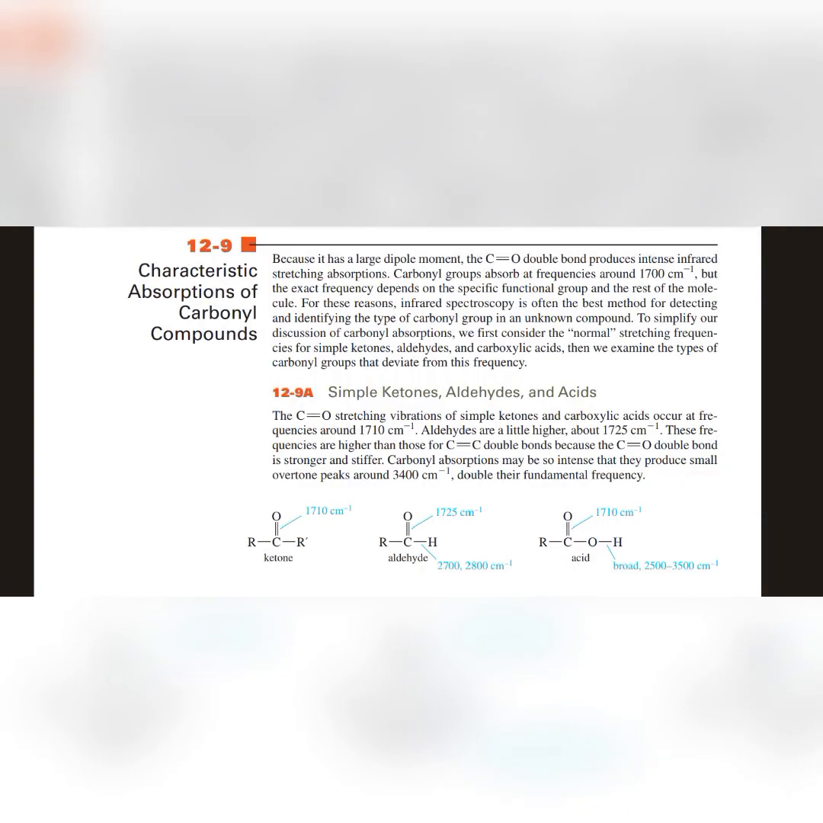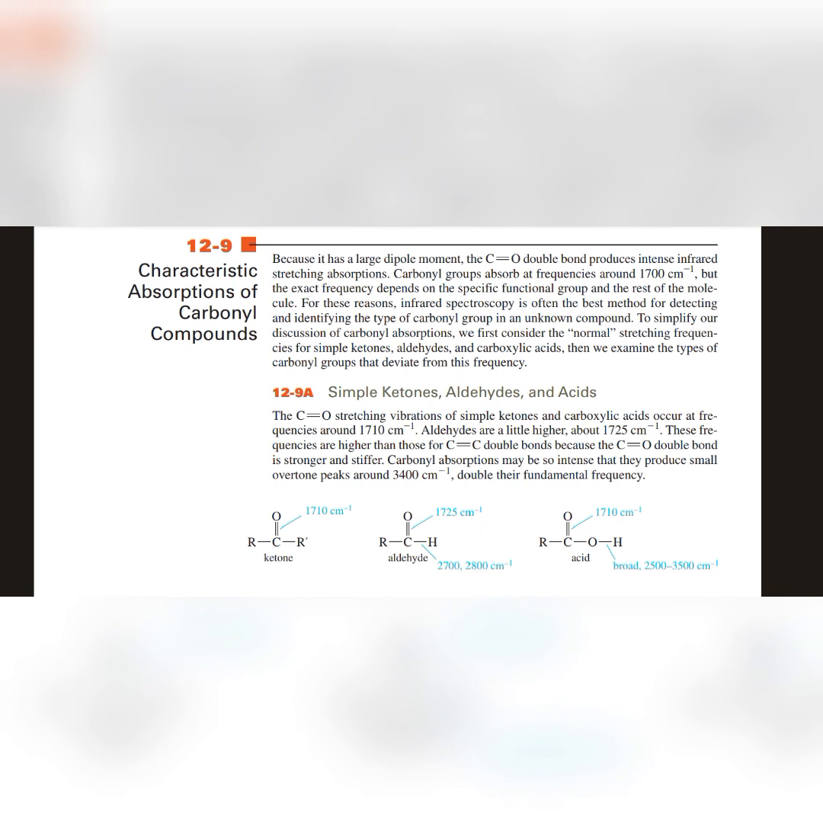Characteristic absorption of carbonyl compounds. Because it has a large dipole moment, the carbon-oxygen double bond produces intense IR stretching absorption. Carbonyl groups absorb at frequencies around 1700 cm⁻¹, but the exact frequency depends on the specific functional group and the rest of the molecule. For these reasons, IR often is the best method for detecting and identifying the type of carbonyl group in an unknown compound.